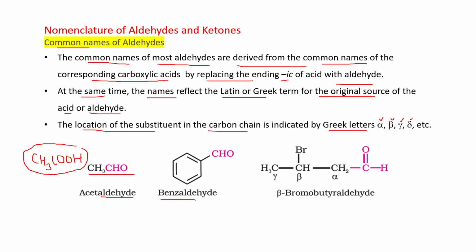Now see one common name. This is an aromatic aldehyde, benzaldehyde. Now in this case, this carbon to which the functional group, sorry, the aldehyde group CHO is attached, is the alpha carbon. Nearest to this is beta and this is gamma, and its name is beta-bromobutyraldehyde. Again you can see this is from butyric acid. Butyric acid, IC is replaced by aldehyde.